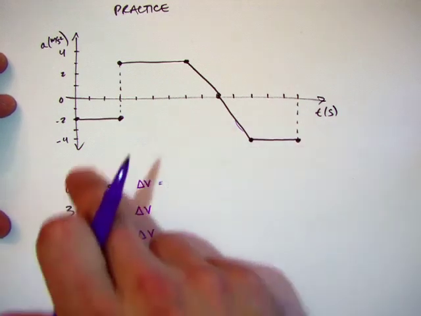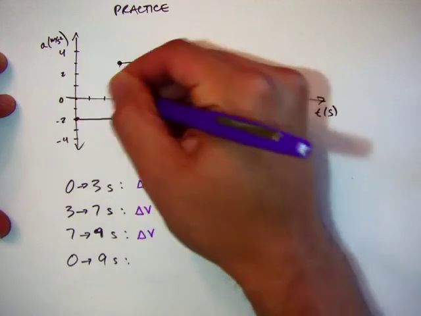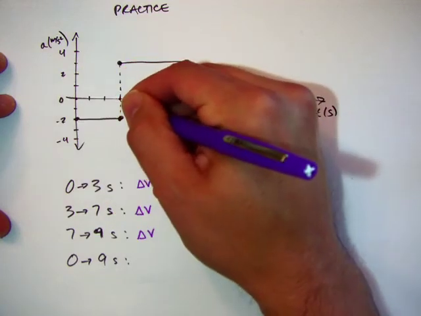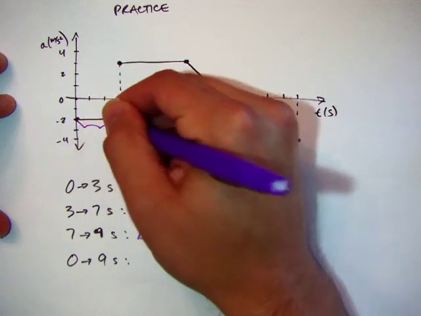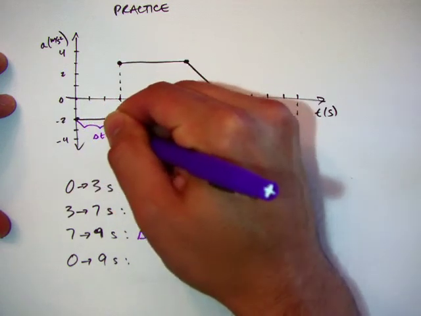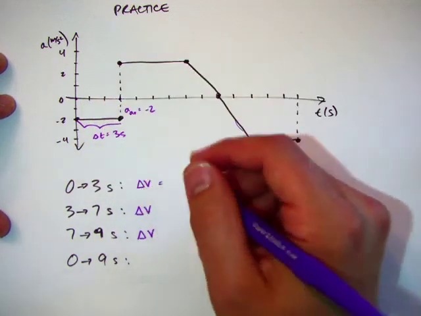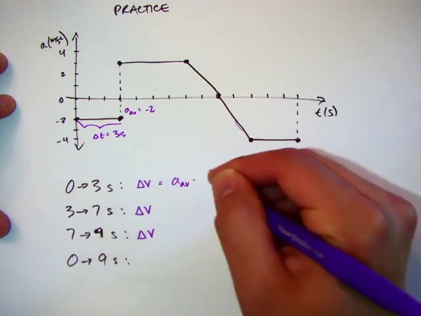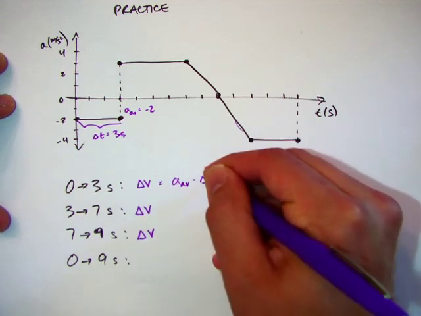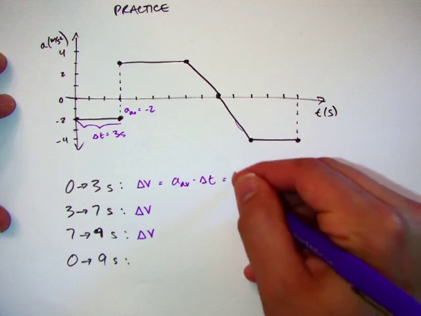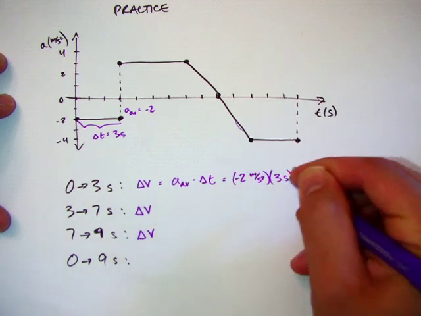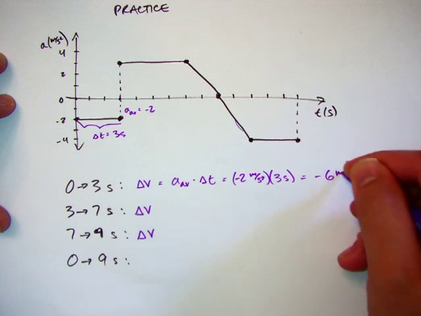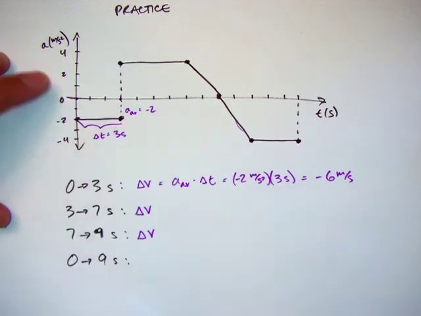So from 0 to 3 seconds, my A average is -2. My time interval here, my delta T, is 3. So delta V is A average times delta T, which is -2 meters per second squared times 3 seconds. So my change in velocity from 0 to 3 seconds is -6 meters per second.